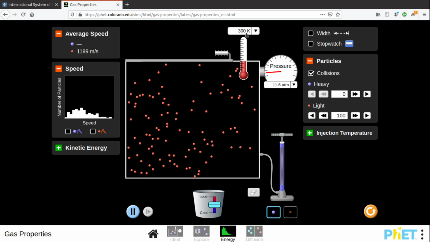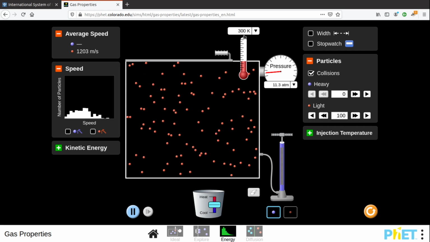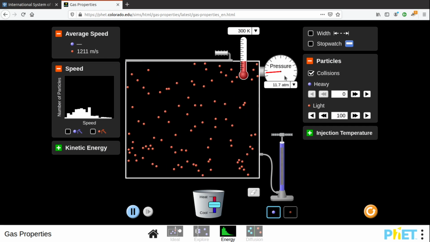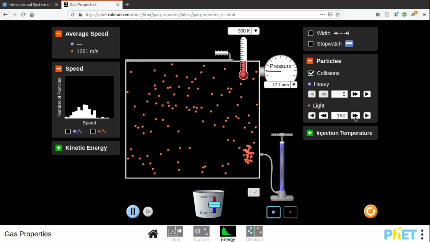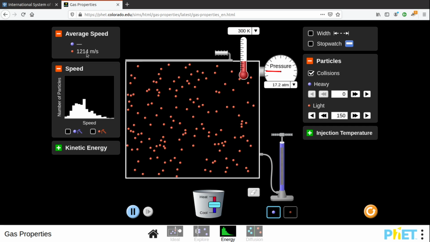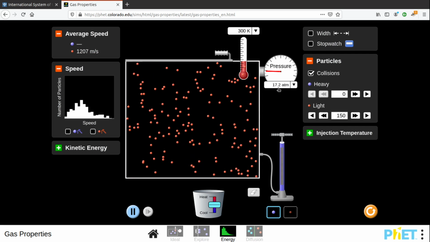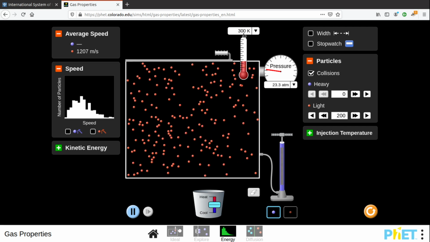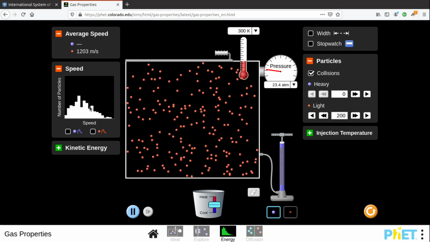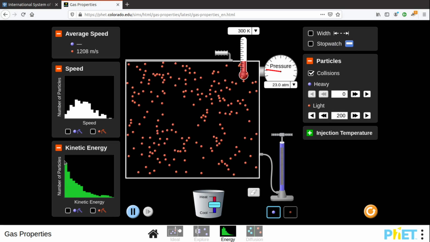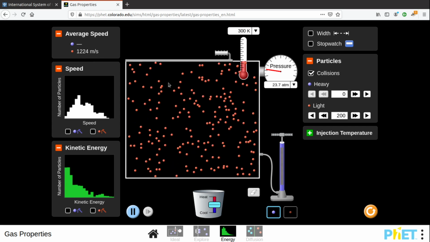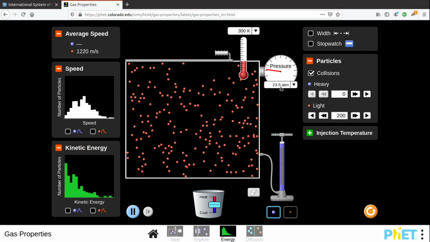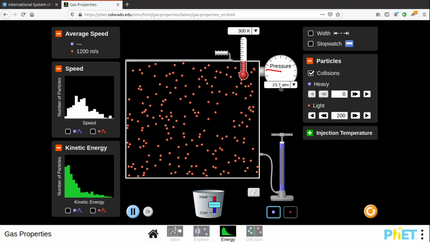Put in another 50. What happens? Temperature stays the same, 300 Kelvin. Average speed's about the same, 1200. Pressure doubled, as you see. Another 50. Temperature the same, average speed the same. Pressure tripled, and so on. Now we're up to 200. Again, here's our distribution of speeds, also our distribution of kinetic energy. Average speed's the same, and temperature's the same. Pressure is now at 4 times the pressure that we originally started with.